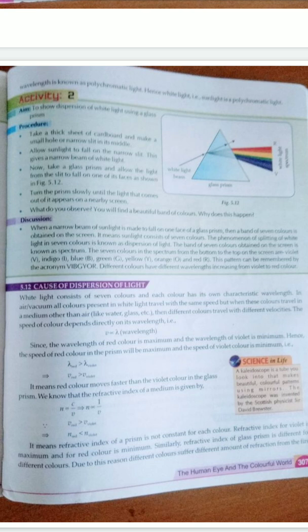Here, since the refractive index of a medium is given by n equals c by v, the refractive index of the prism is not constant for each color. The refractive index for violet is maximum and for red is minimum. Similarly, the refractive index of glass is different for different colors because different colors suffer different amounts of refraction from one medium to another. So whenever a beam of light consisting of 7 colors passes through the glass prism, an angle of deviation is made.